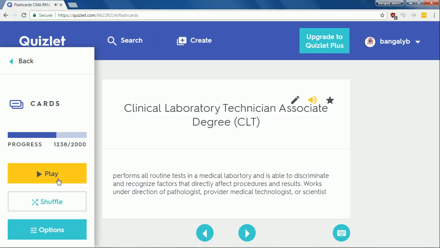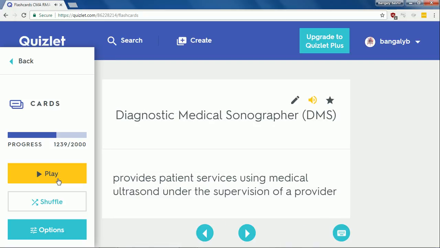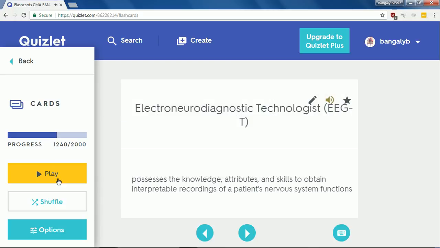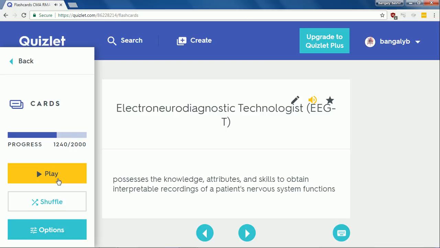Clinical laboratory technician, associate degree. Performs all routine tests in a medical laboratory and is able to discriminate and recognize factors that directly affect procedures and results. Works under direction of pathologist, provider, medical technologist, or scientist. Diagnostic medical sonographer. Provides patient services using medical ultrasound under the supervision of a provider. Electroneurodiagnostic technologist. Possesses the knowledge, attributes, and skills to obtain interpretable recordings of a patient's nervous system functions.